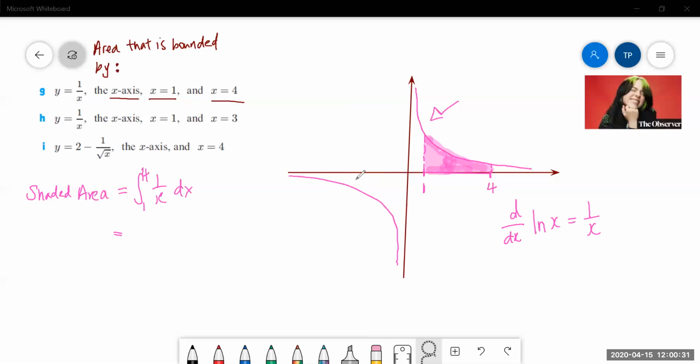Remember? So when you differentiate ln x, you get 1 over x. When you integrate 1 over x, you're going to get back to ln x. So you're going to get ln x, square bracket, 1, 4. So you have ln 4 minus ln 1. What is ln 1? Do you know what's ln 1? 0. Yes, ln 1 is 0. So you're left with ln 4 unit square. Understand? Yeah.